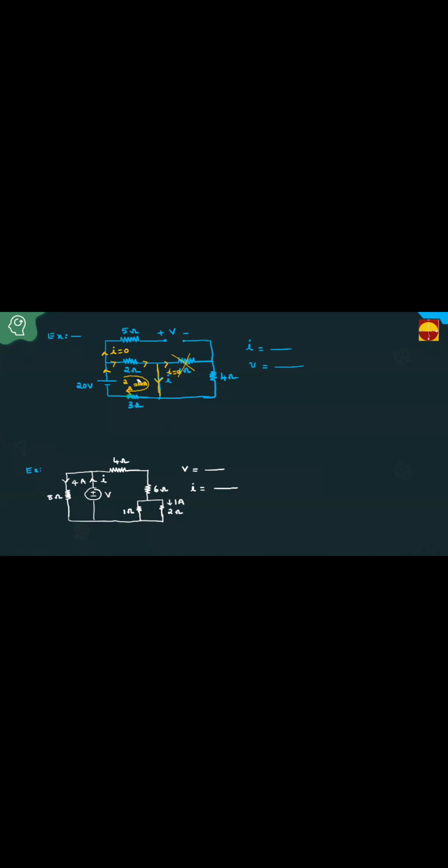The current will be circulated. This is 20 by 5 ohms. It is 4 amperes. The current is 4 amperes. Now, current equal to 4 amperes.